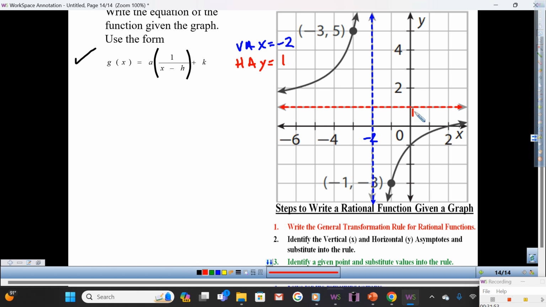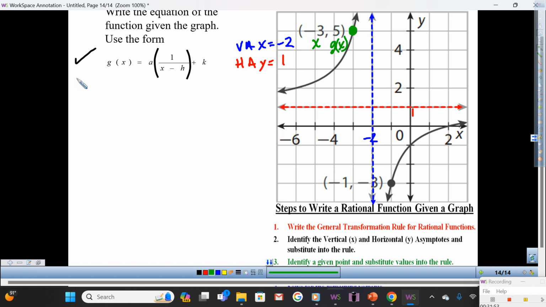Step 3, look up to the screen. Pick 1 point. So, how many points did they give us? 2. 1 up here and 1 down here. So let's ask Maya. Maya, which one shall we use? The top one or the bottom one? Top one. Okay, Maya says the top one. Look up. So label this one in green and label the values. This is x and this is g of x.